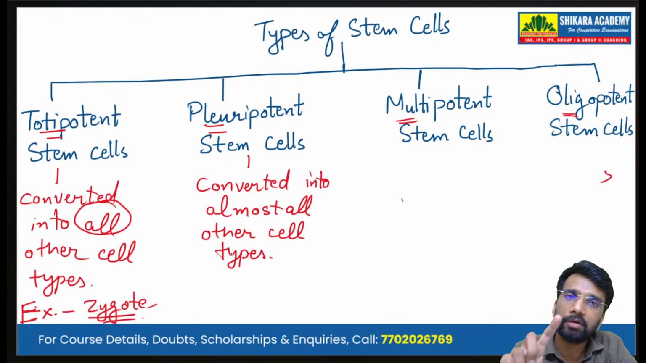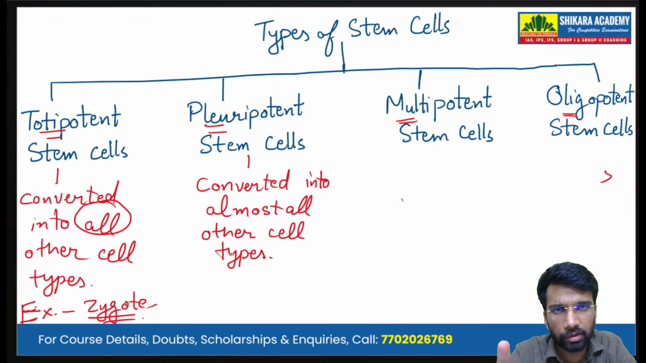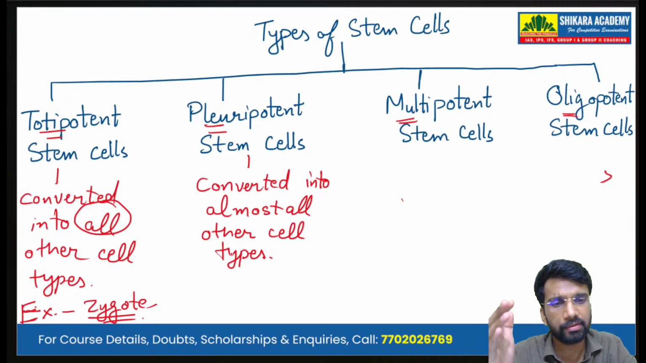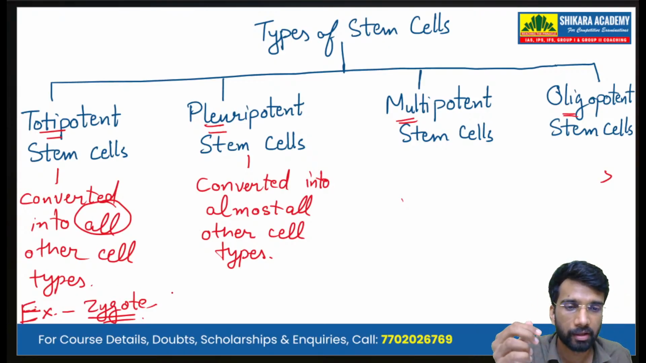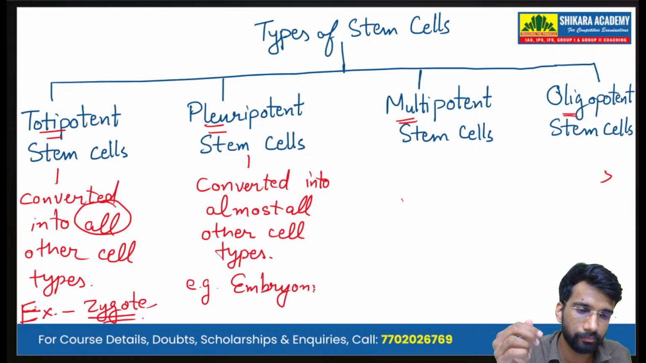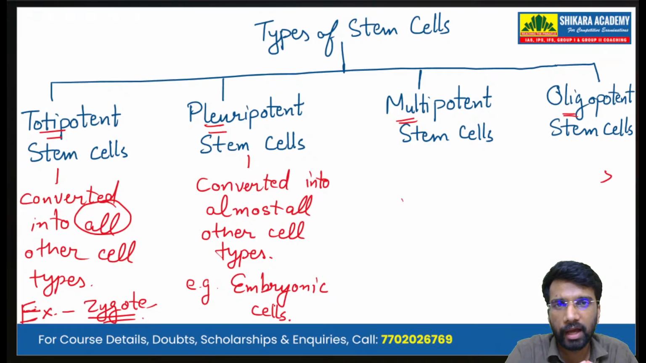So, totipotent can be converted into all the cell types. Pluripotent can be converted to almost all the cell types. That is, it can be converted into all the body cells. The example being the embryonic cells. So the embryonic cells that we have, okay, they can be converted into all the cells of our body, except for the placenta and the umbilical cord cells.